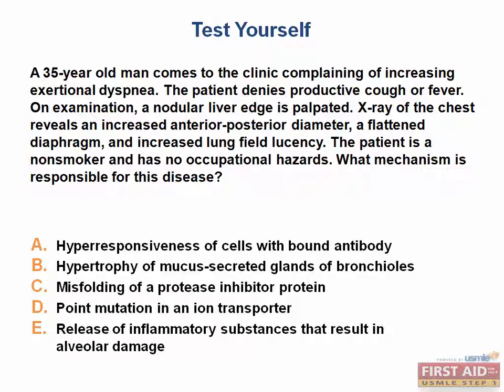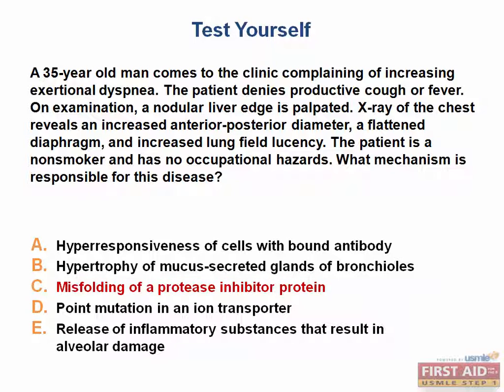A 35-year-old man comes to the clinic complaining of increasing exertional dyspnea. The patient denies productive cough or fever. On examination, a nodular liver edge is palpated. X-ray of the chest reveals an increased anterior-posterior diameter, a flattened diaphragm, and increased lung field lucency. The patient is a non-smoker and has no occupational hazards. What mechanism is responsible for this disease?